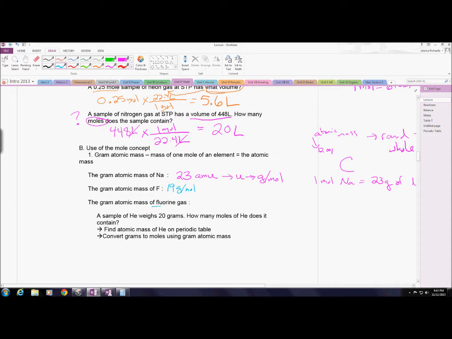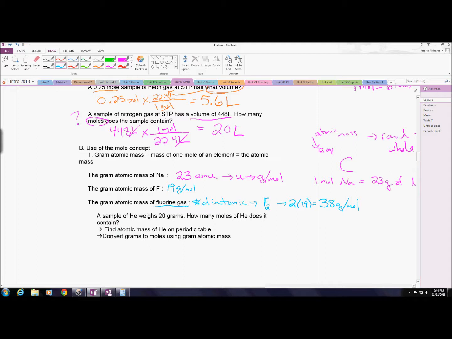But if they ask you for the gram formula mass of fluorine gas, we have to remember that fluorine is diatomic. So if they want the gas itself, the formula isn't just F, it's F2. So that means I have 2 atoms of fluorine, and each one has a mass of 19. That's going to give us a total formula mass of 38 grams per mole. So you have to be slightly careful of the wording and make sure you watch for the diatomic ones.